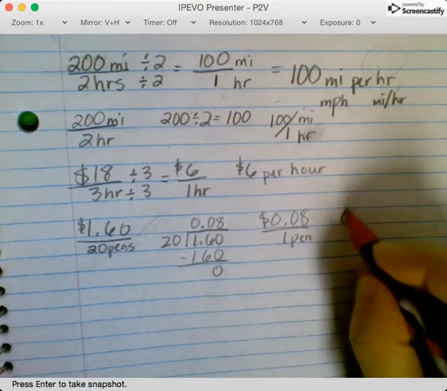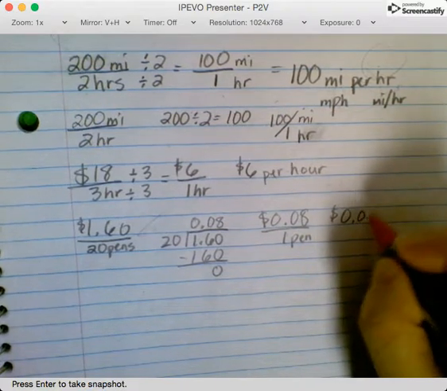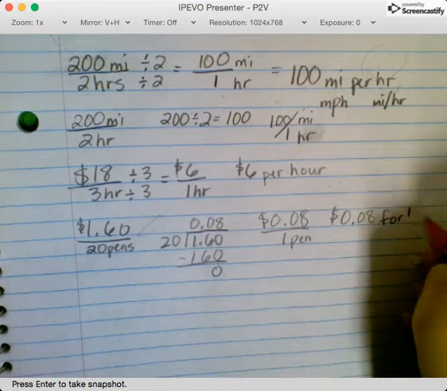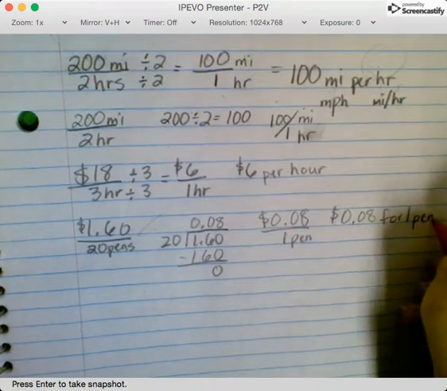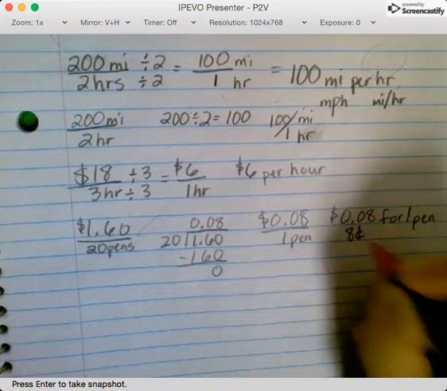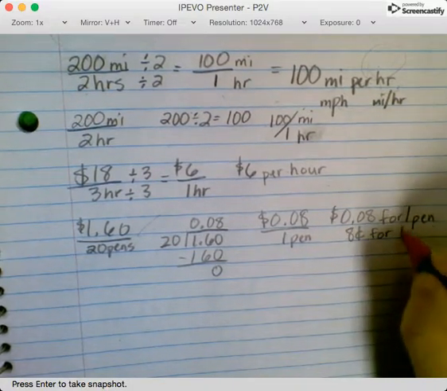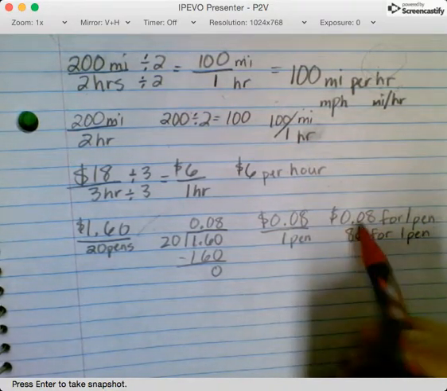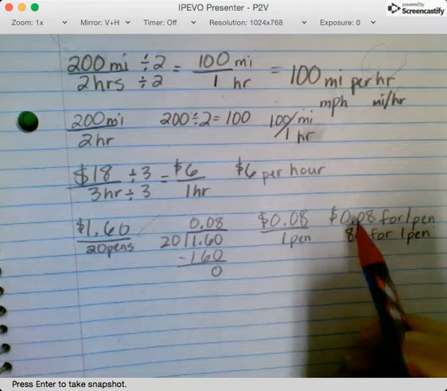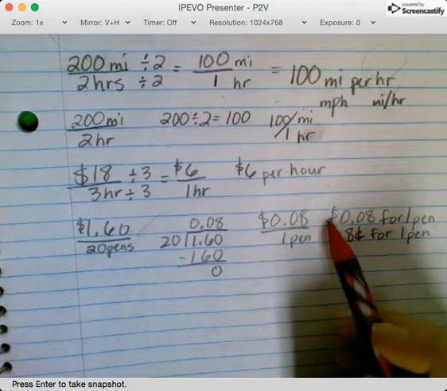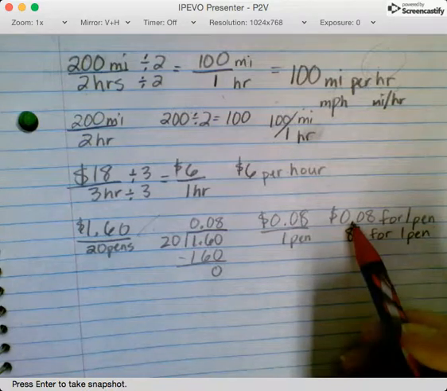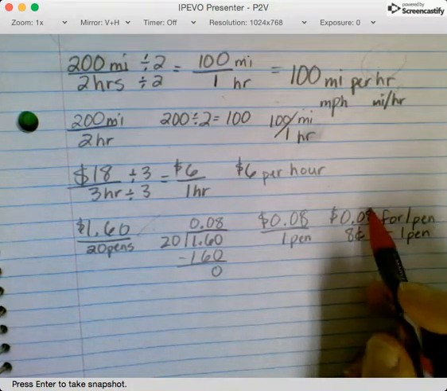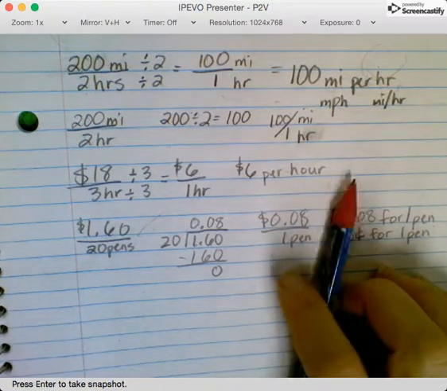So it's $0.08, or 8 cents for 1 pen. Another way I could write that is 8 with the cent sign for 1 pen. Okay, so those are 3 different ways we can write it. I want to remind you, when you do dollars and cents, you can either write it with a dollar sign and a decimal like this, or with a cent sign. You do not put both a dollar sign and a cent sign on it.